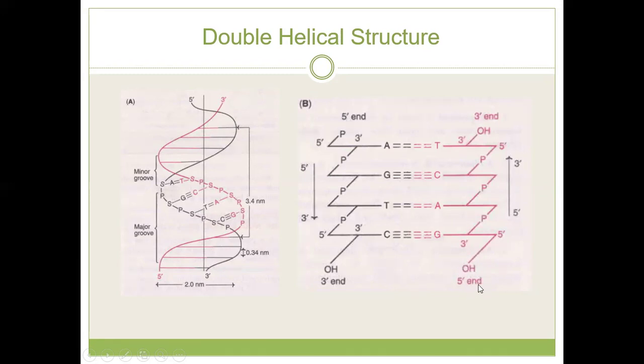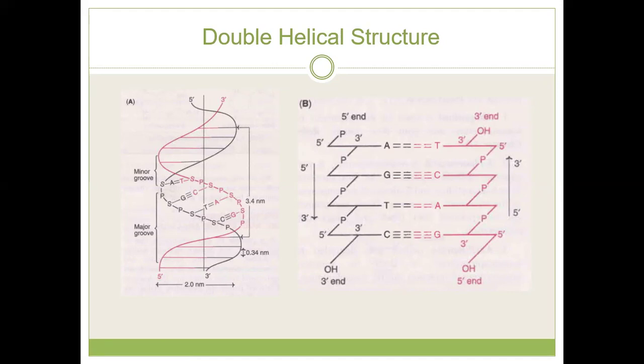Here we have the 5' end containing the phosphate group, while here is the 3' end containing the hydroxyl group. Here we have the 5' end containing the phosphate group. Here we have the 3' end containing the hydroxyl group. So the two strands of the DNA are anti-parallel to each other. They are complementary, but they are anti-parallel to each other. Is that clear? Yes, sir.